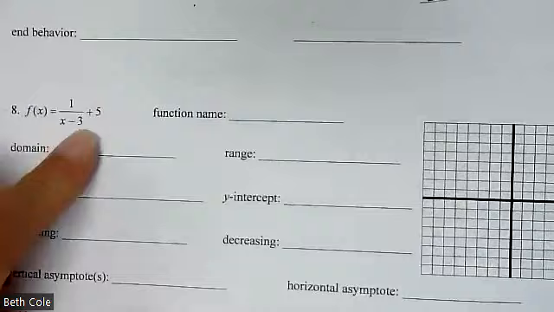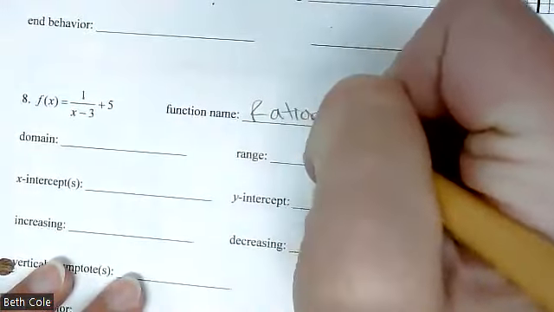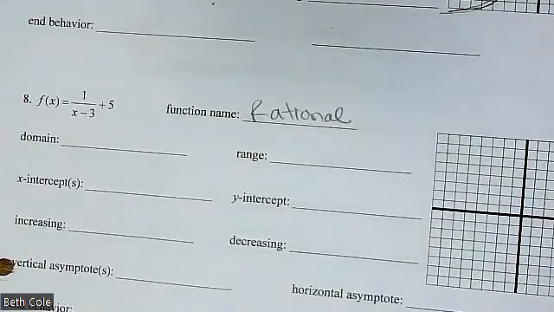What is this called? Good. Rational. How did it shift? Up, down, left, right. Up 5, right 3. Okay. This is the one with the asymptotes. That's why I picked it.